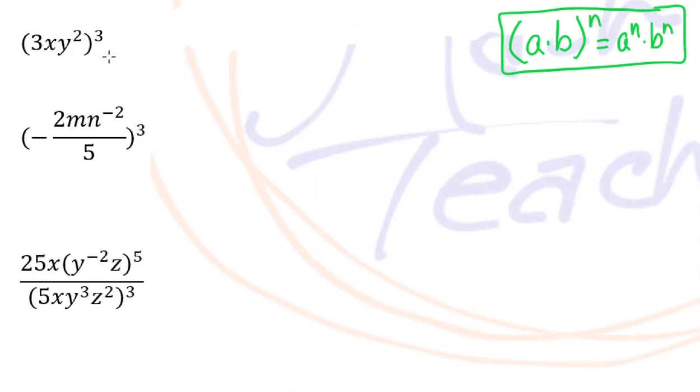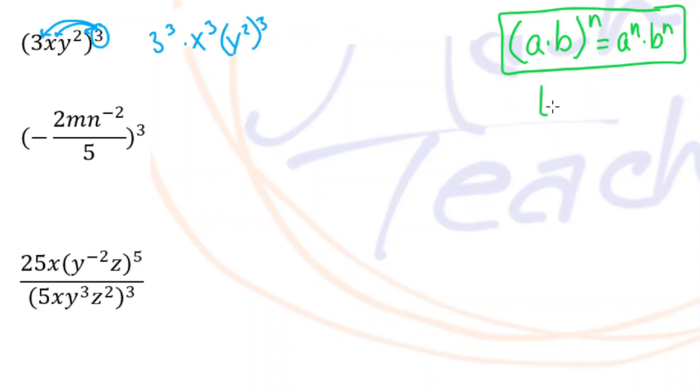What happens is that the power gets applied to each factor here. So that's 3 cubed, x cubed, and y squared cubed. Oh, wait a second. How do we do y squared cubed? We need another rule.